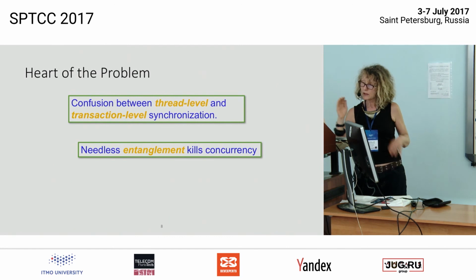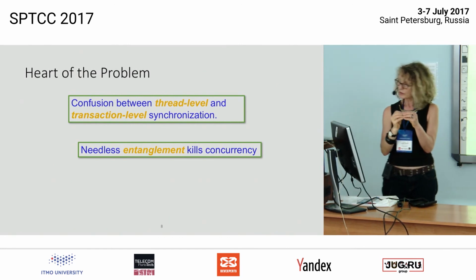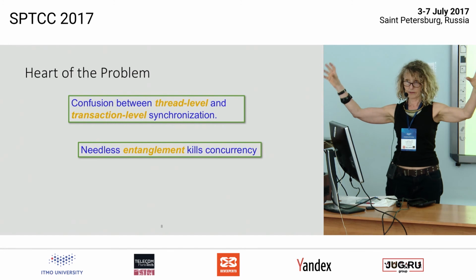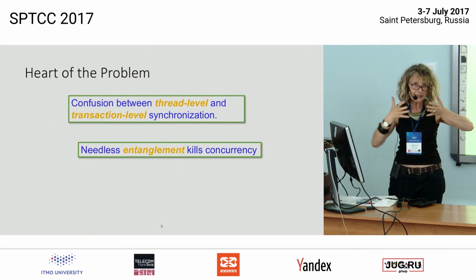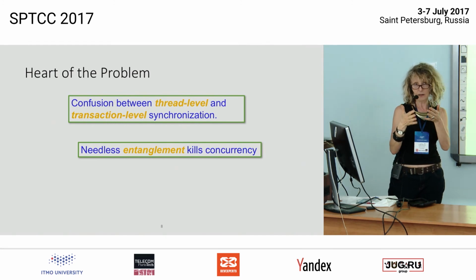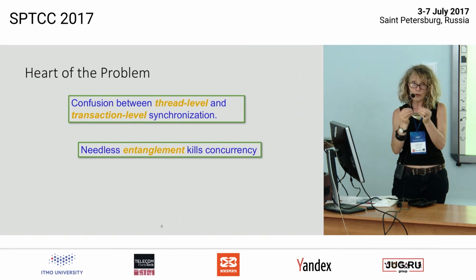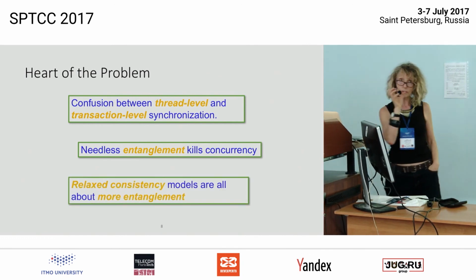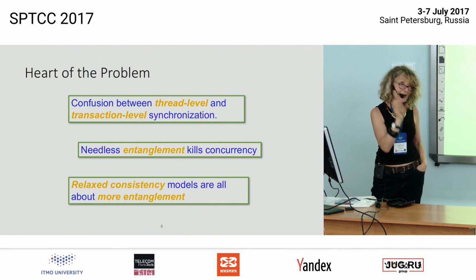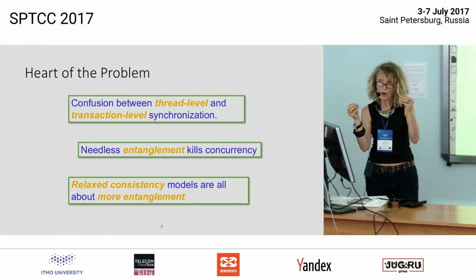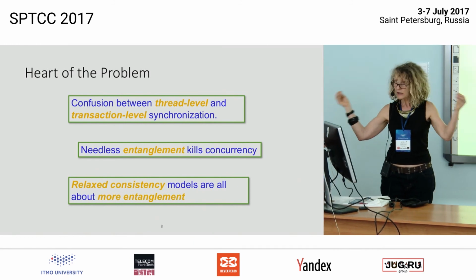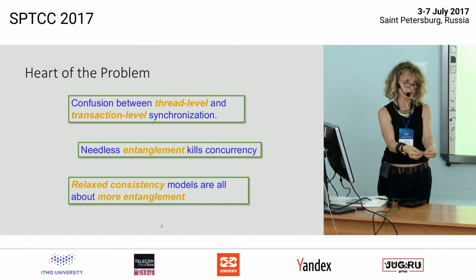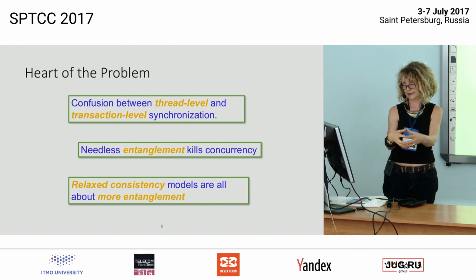So the difference between thread-level and transaction-level synchronization is at the heart of the problem. And if you confuse them, then that's where the concurrency gets killed. All those models that I was mentioning that do relaxed consistency actually combine the transaction level and the low-level thread synchronization together. So you're really undermining the concurrency.